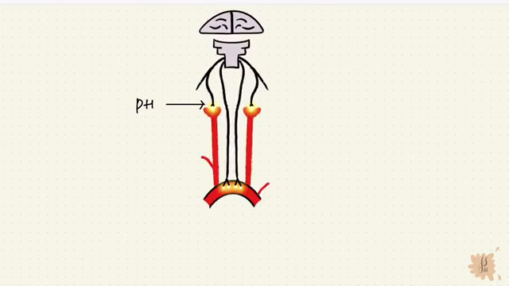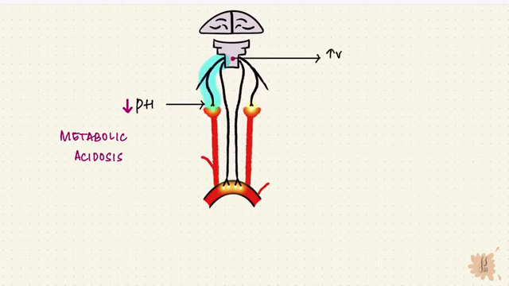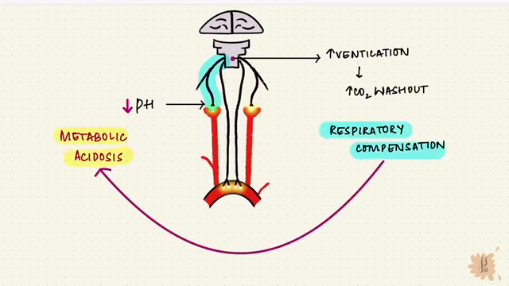Changes in pH of blood are detected by the peripheral chemoreceptors in the carotid bodies. If the pH is low from metabolic acidosis, it stimulates these receptors, which stimulate the centers of inspiration, increasing ventilation. So there's more carbon dioxide washout. And that is respiratory compensation for metabolic acidosis.